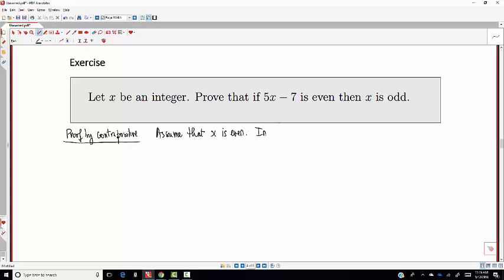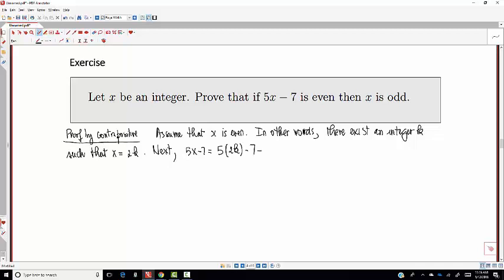In other words, there exists an integer k such that x is equal to 2k. Next, 5x minus 7 will then be equal to 5 times 2k minus 7, which is 10k minus 7.